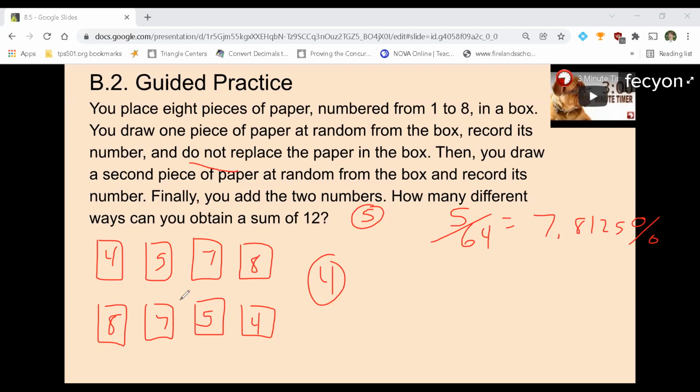In this game, do you think it's better or worse? Are you more likely or less likely to get a sum of 12 in the second game? In the second game, how many different total possible combinations are there? You draw, you have 8 paper, you draw one out, you don't put it back, you draw another out. How many total possibilities are there?